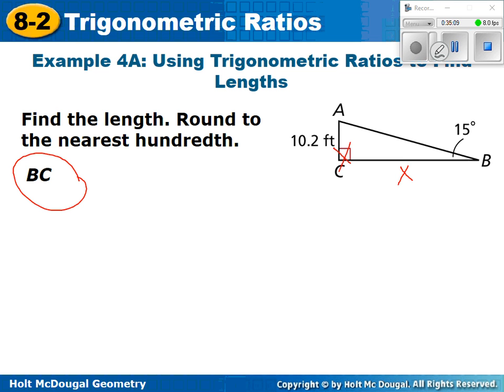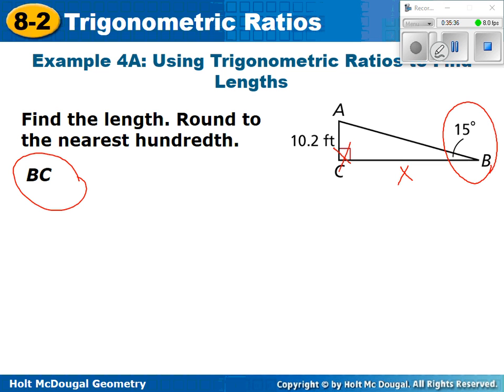Pick an angle. You could use either one because you should be able to find angle A. How do we find angle A? Okay, subtract 15 from 90 or add these two and subtract them from 180. But my advice is don't do that unless you have to, because what if you subtract wrong? Now you've got the wrong angle, you're going to get everything else wrong. So I would use what they've already given you, the 15 degrees.